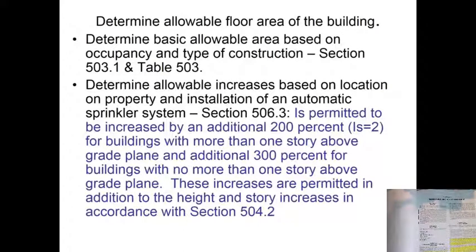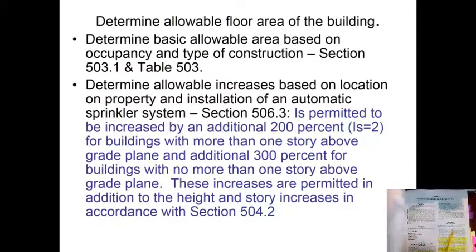So, determine the allowable floor area of a building. We want to determine the basic allowable area based on occupancy and type of construction. When you're looking at Chapter 5 in our code book, it's going to tell you a few things. The one thing I want to point out, in Section 504 and through here in Section 503, is that building height and area shall not exceed the limits specified in Table 503 based on the type of construction in Section 602.